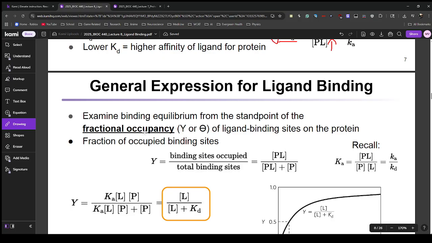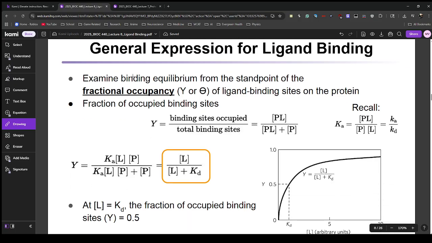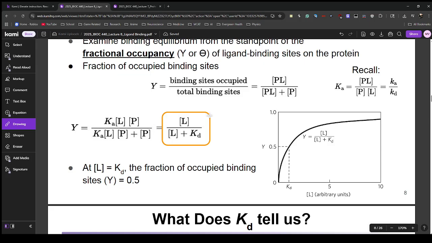And here we get to this idea of fractional occupancy. You don't need to know how all these equations work. Just know this. Memorize this, because this will show up. So fractional occupancy is some value, and the KD specifically is the point at which fractional occupancy is 0.5. And it's going to be some concentration.